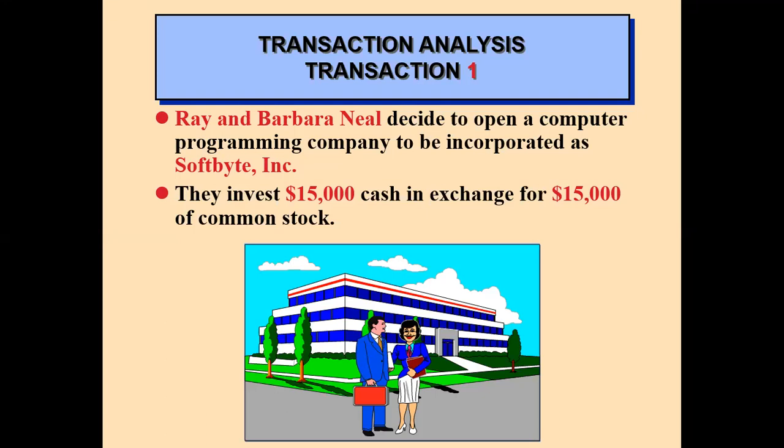They invest 15,000 cash. In the asset column it will be 15,000 and in the owner's equity column it will be 15,000. Okay, so right. So here we invested cash, right? We invested cash.